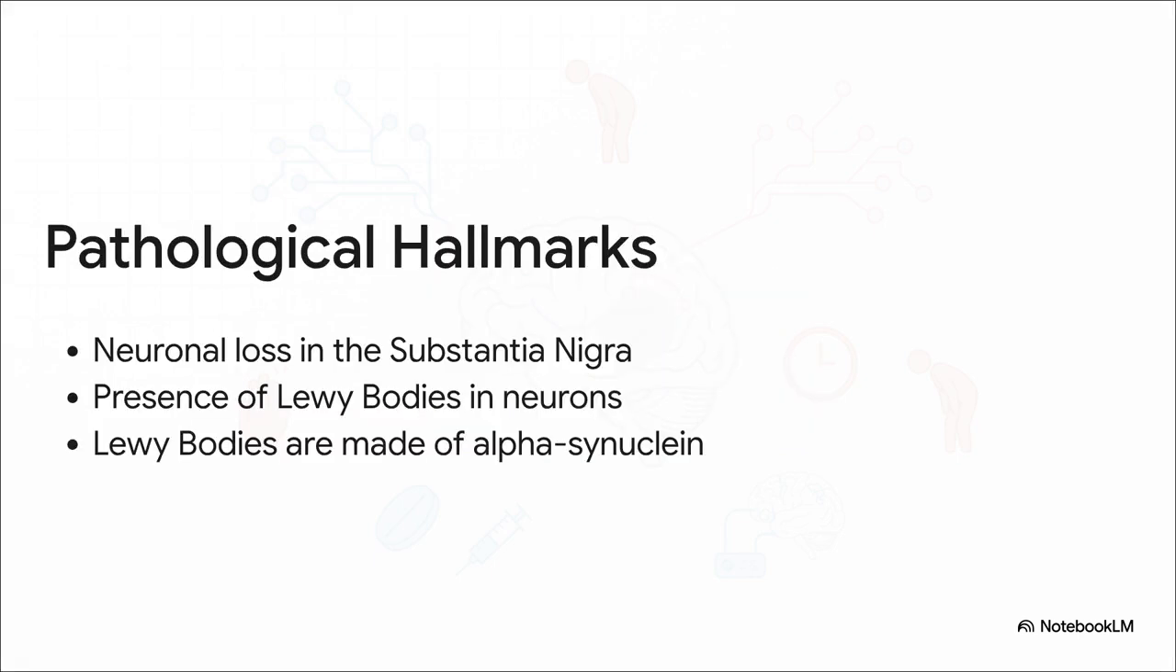If we were to examine the brain tissue itself, say on autopsy, we'd find 2 key pathological hallmarks. First, the Substantia nigra, which literally means black substance, would look pale because the pigmented neurons have died off. And second, if we look inside the surviving neurons, we find these classic little clumps called Lewy bodies, which are made up of misfolded alpha-synuclein protein.